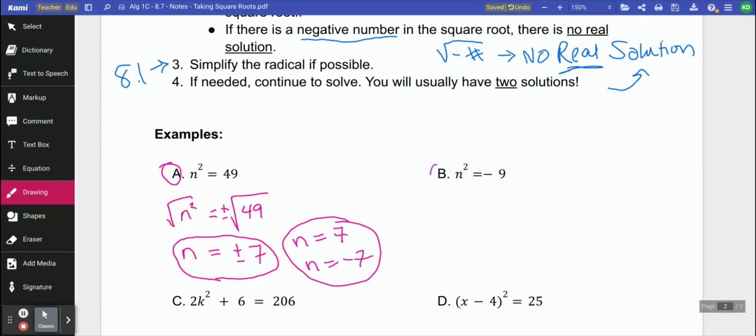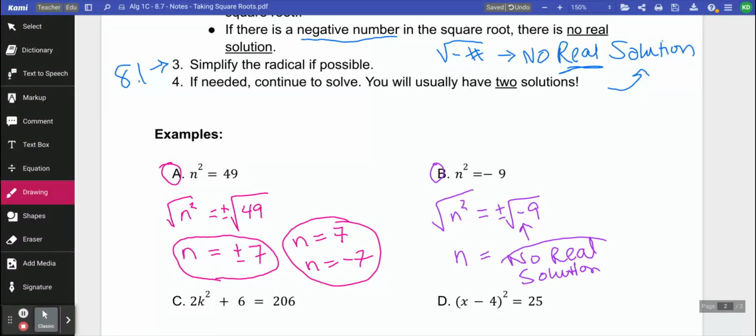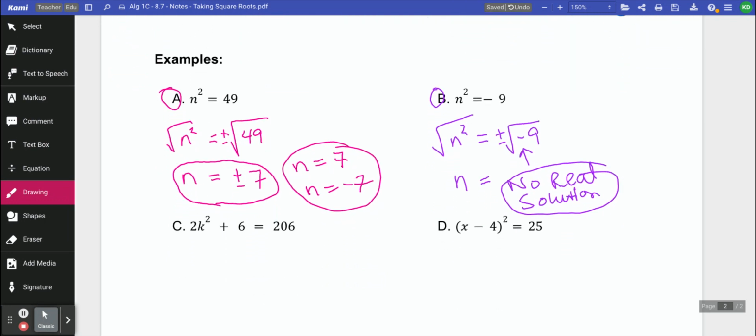So for our next example, we have n squared equals negative 9. When we take the square root of both sides and put plus or minus, we're going to get the square root of n squared is n. But here, do you see how we have this negative sign inside this radical? So this means we're going to have no real solution. Anytime we have a negative number inside a radical, we're going to say no real solution.